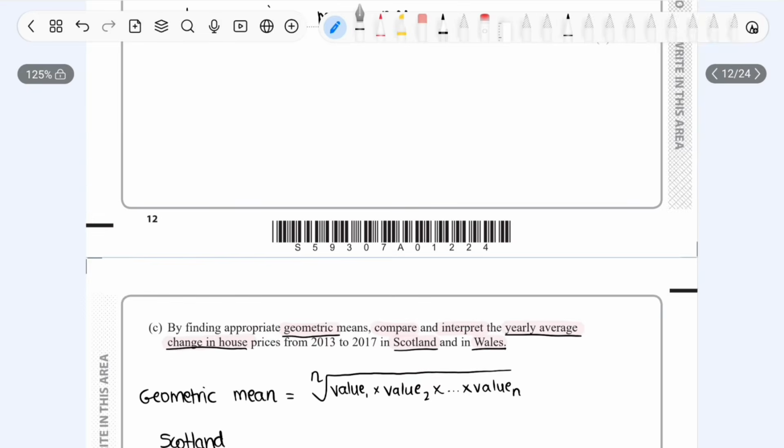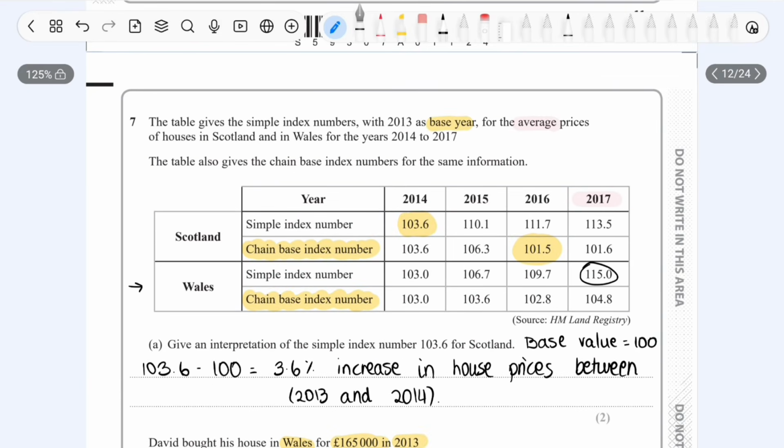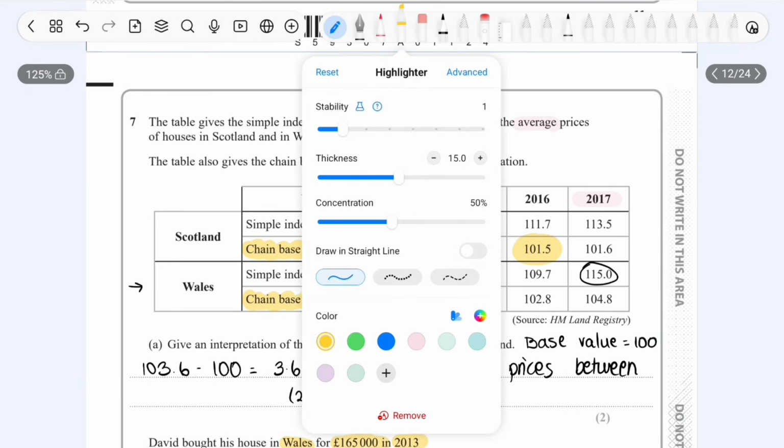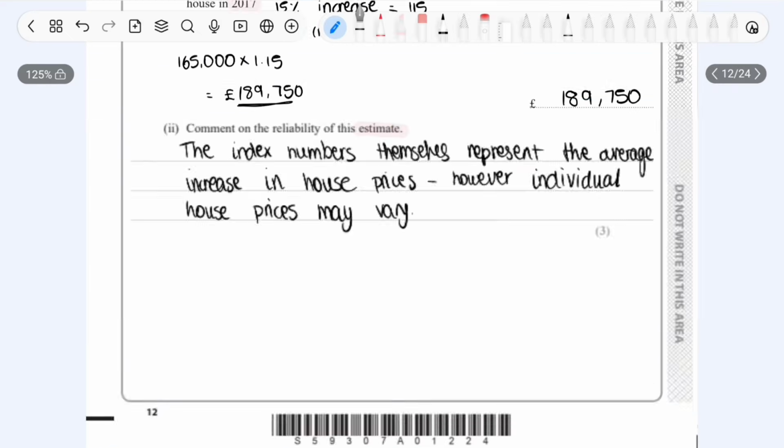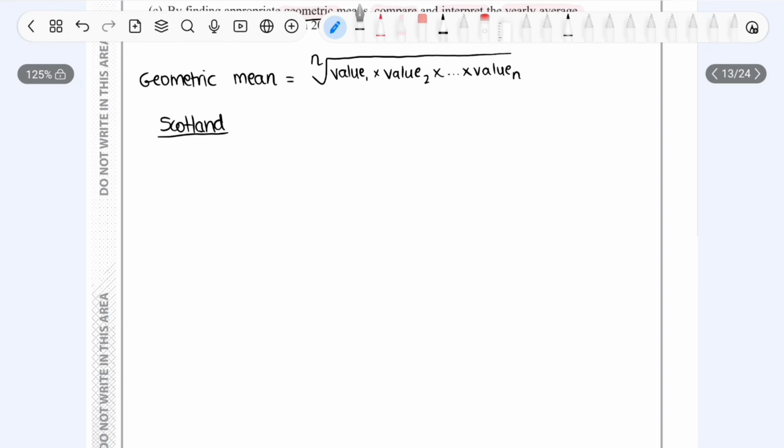Okay, so if we look at Scotland, and that is everything in this row here, so let's just highlight it. We're looking at all of these. So basically we're just going to multiply each of these and take the nth root of it. And the n here is 4 because there are 4 years. So I'll go ahead and I'll write this all out.